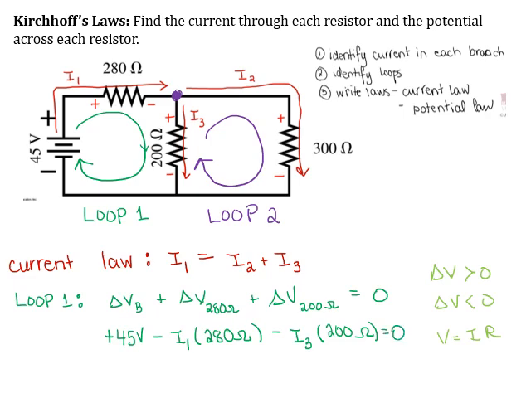If we pause for a moment and take stock, we see that our current law gives us an equation with I1, I2, and I3. Our first loop gives us an equation with I1 and I3. If we had another equation with I2 in it, we could solve those three equations together. That equation is going to come from loop 2. Let's see if we can squeeze loop 2 in on this slide.